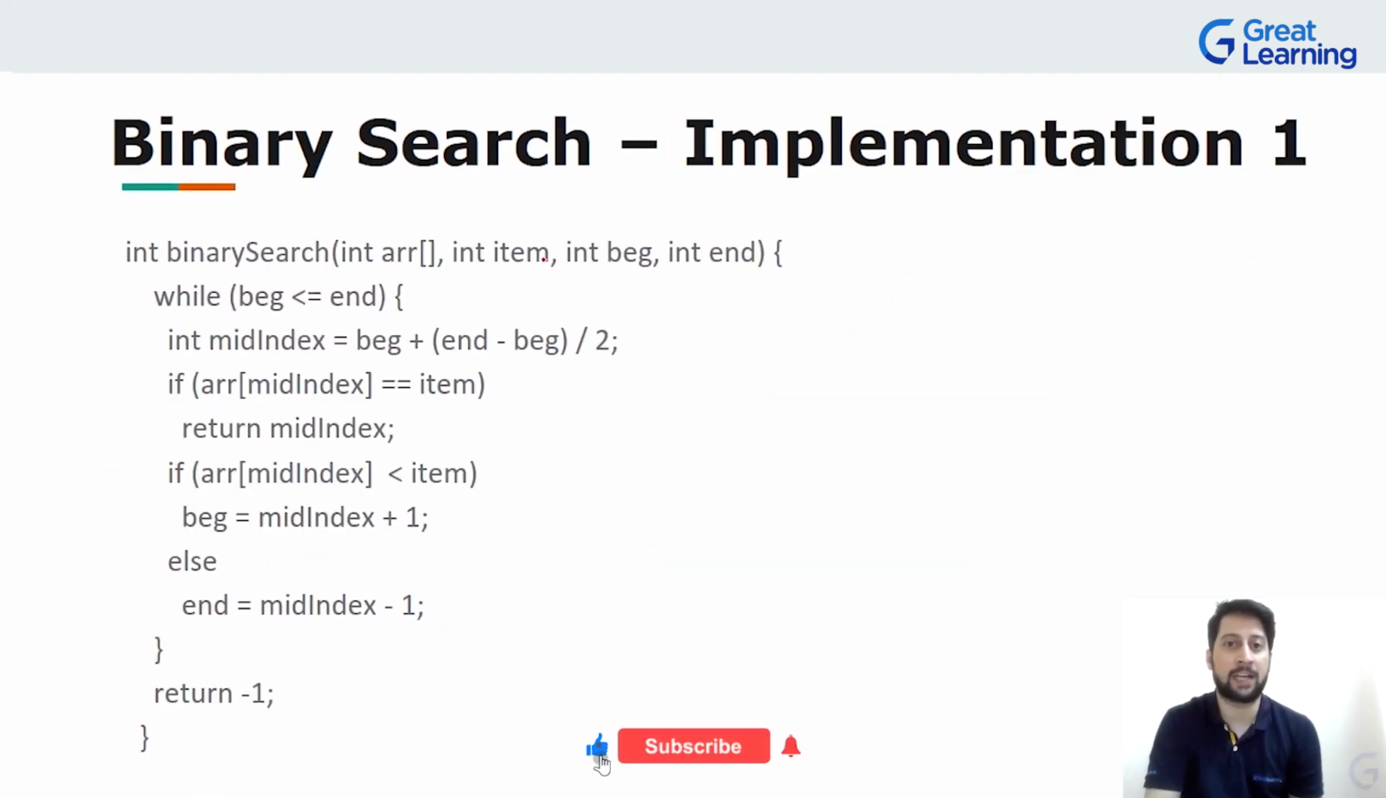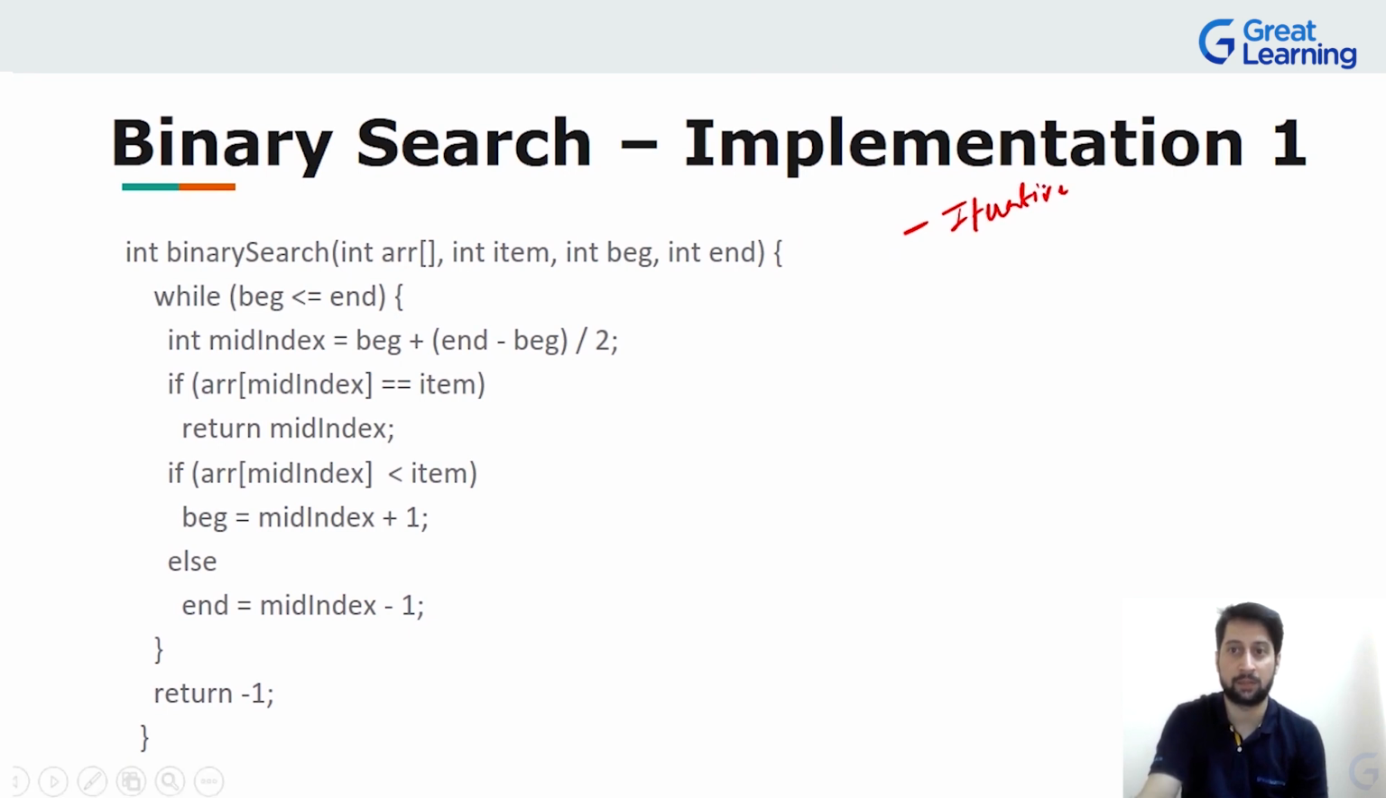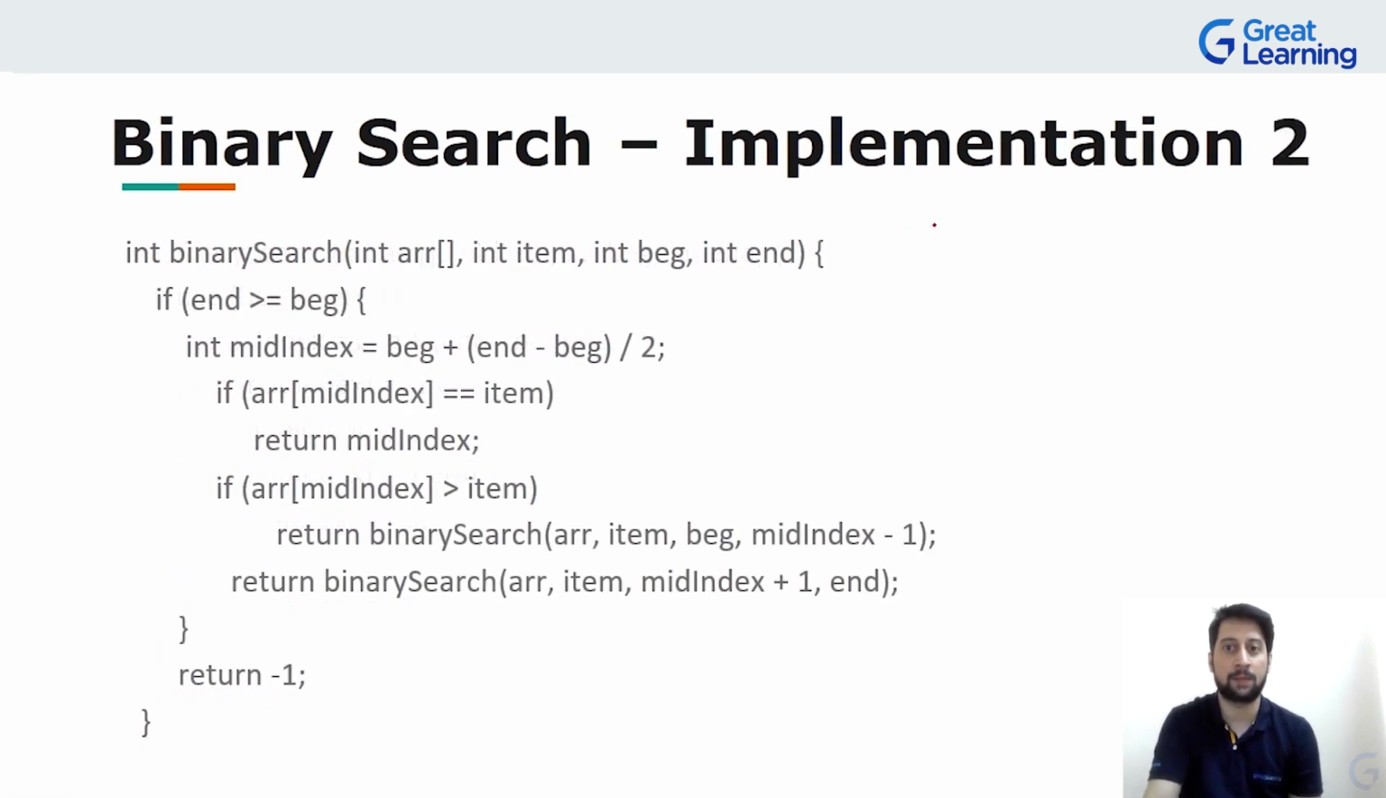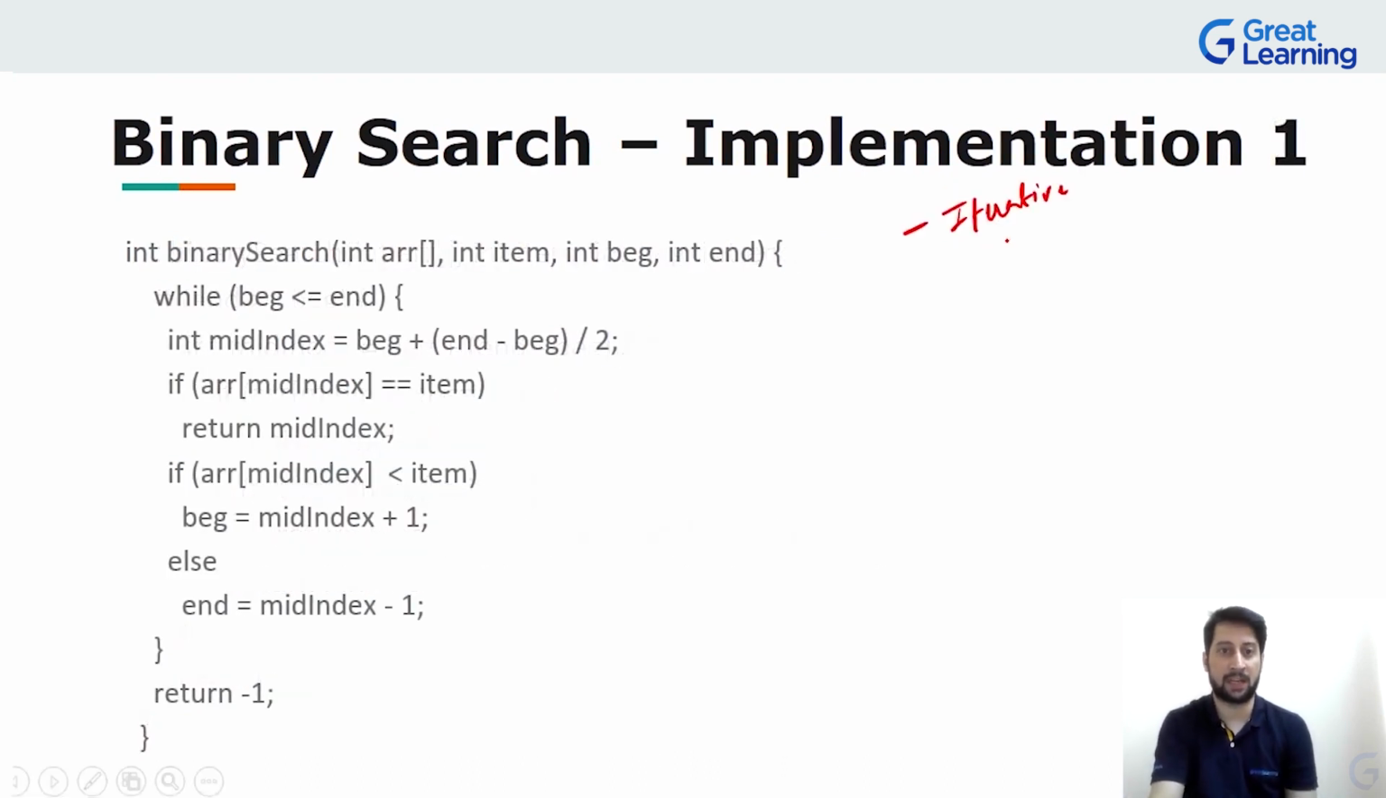Now let's try to understand the implementation of binary search. First, we are going to see the iterative approach, right? We can see the iteration here. First, we see the iterative approach, and then we will see the recursive approach. This is the recursion, right? So now let's see first the iterative approach.